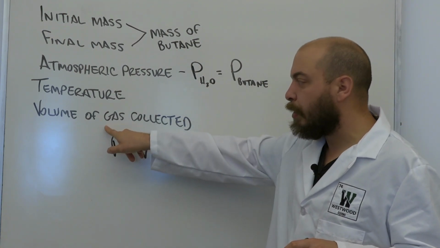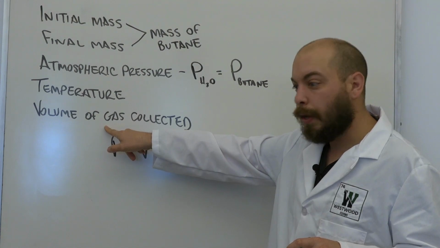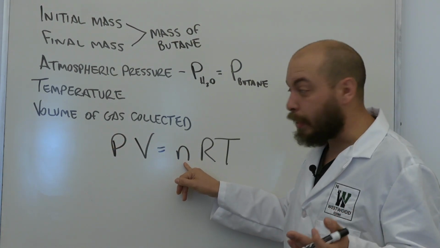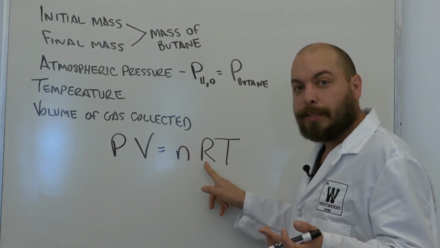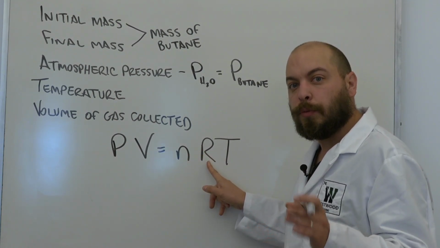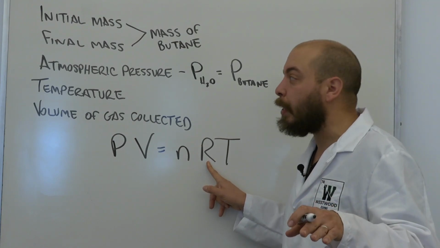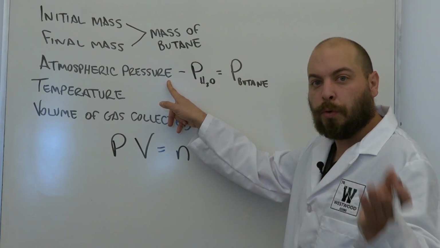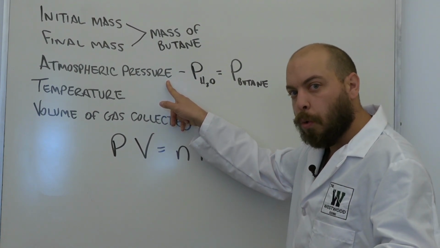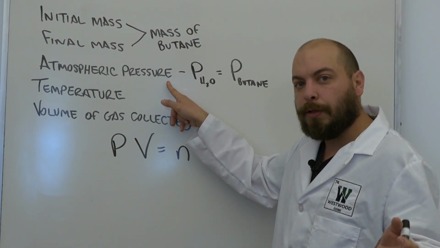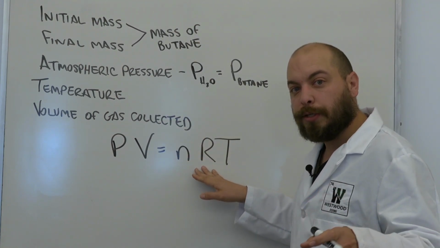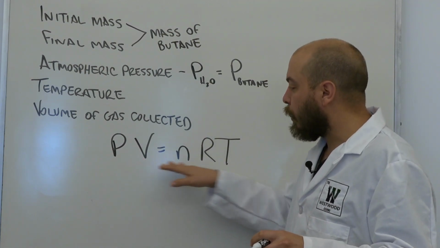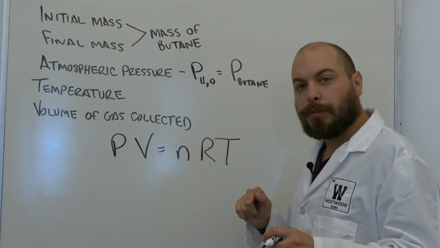The volume is going to be the volume of the gas collected. Okay? N is going to represent the number of moles of butane. That's what we're looking for. R is our gas constant. What value of R you're going to use is determined based on the pressure units that you're using. So if it's atmospheres or kilopascals or torr or millimeters of mercury, the R value is going to change. So just make sure you're using the correct R. And T, remember, temperature always must be in Kelvin. So you're going to plug in these values, and you're going to find the number of moles of butane.